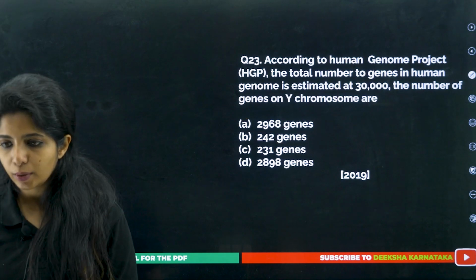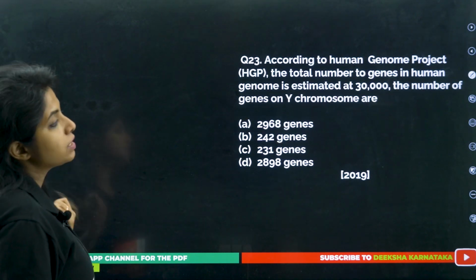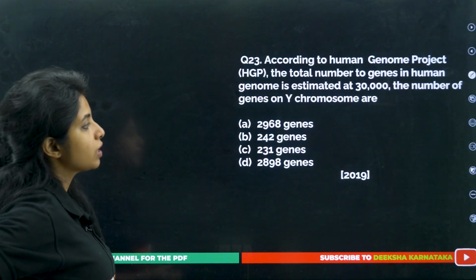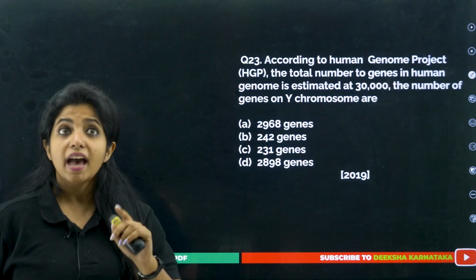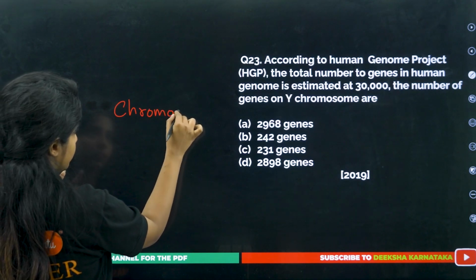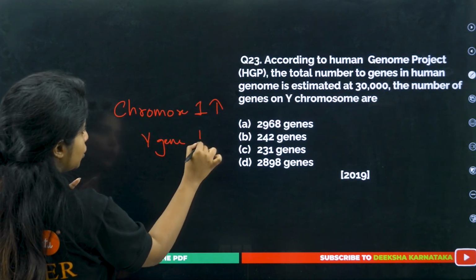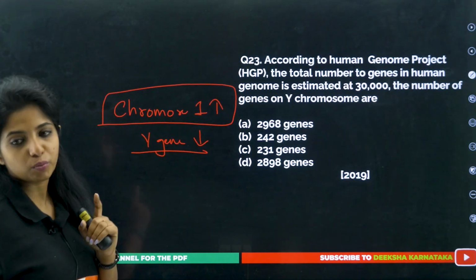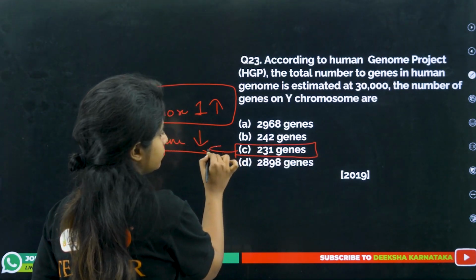Next thing, 23rd question. According to the Human Genome Project, the total number of genes in the human genome is estimated at 30,000. The number of genes on the Y chromosome are. So the Y chromosome has the least number of genes, my dear children, and chromosome number 1 has the highest number of genes. Your homework is to find how many genes are there on chromosome number 1. I'll tell you about the Y chromosome, that's the question. It is 231.